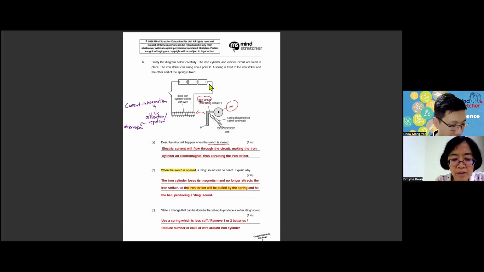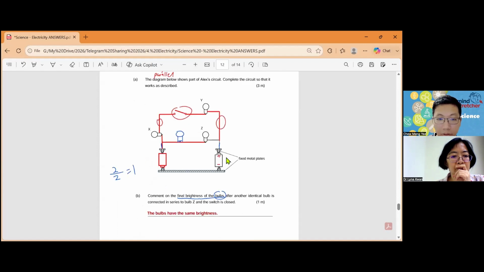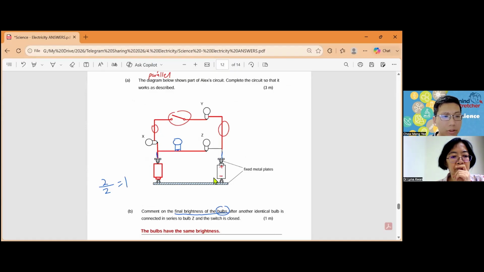Won't the brightness of Z decrease? Let me exit this. The brightness of Z decreased. Yes, it decreased, correct. But that's not what the question is asking, Eileen. You're right that the brightness of bulb Z decreased, as compared to initially. But we're asking about the final brightness of the light bulbs.